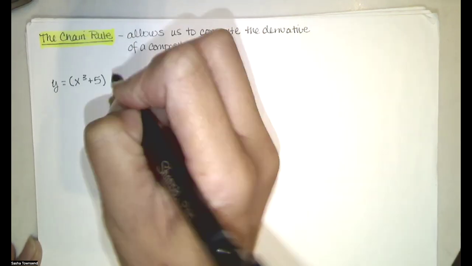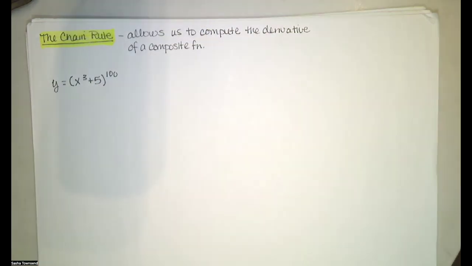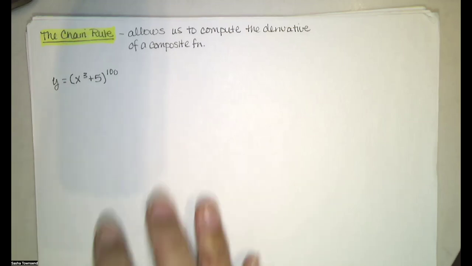So let's say I had y equals (x cubed plus 5) raised to the 100th power. I could write x cubed plus 5 out 100 times, and then I could multiply the first two binomials, get a trinomial, multiply that by the next binomial, and get another polynomial. And I could do that 100 times. It would be very, very tedious.